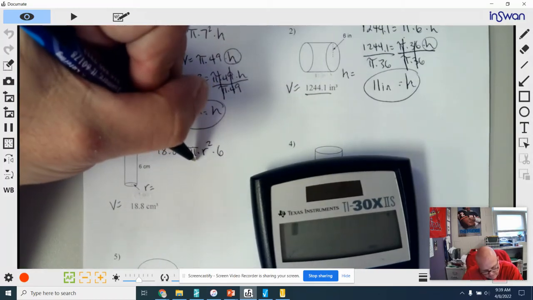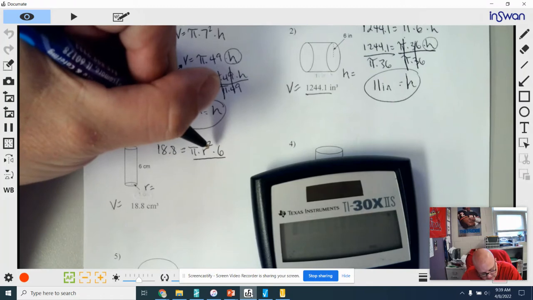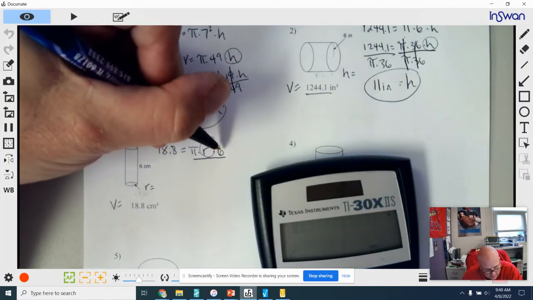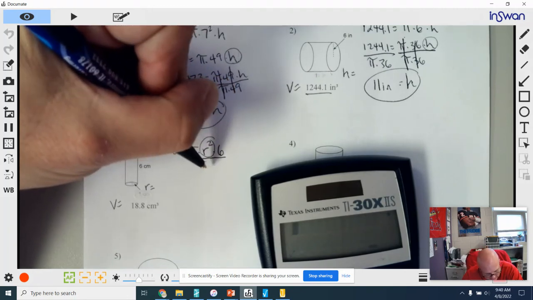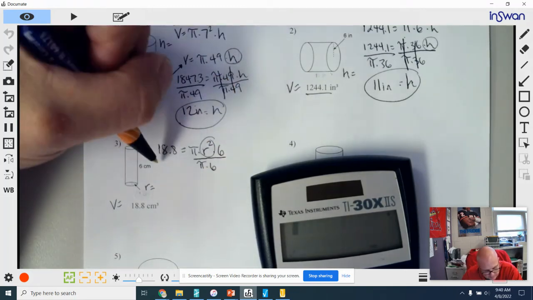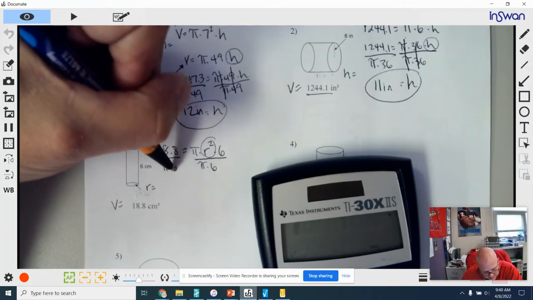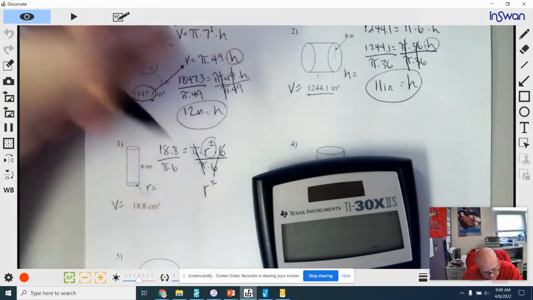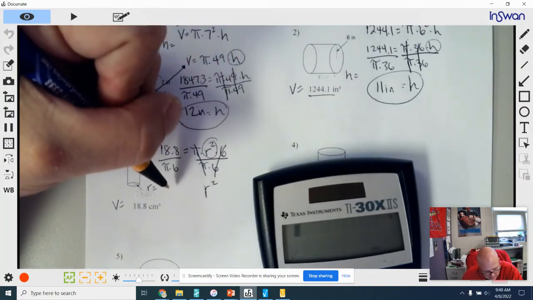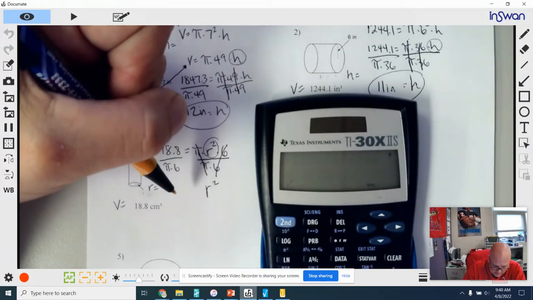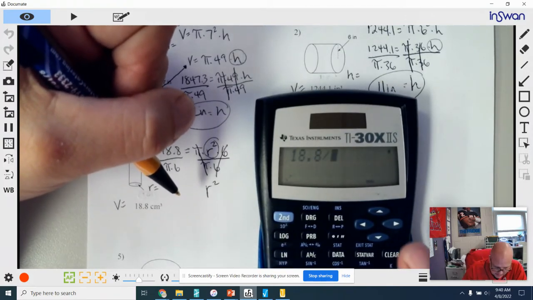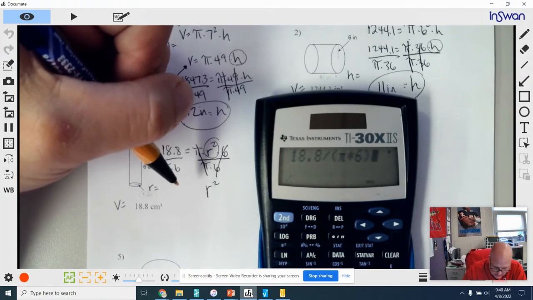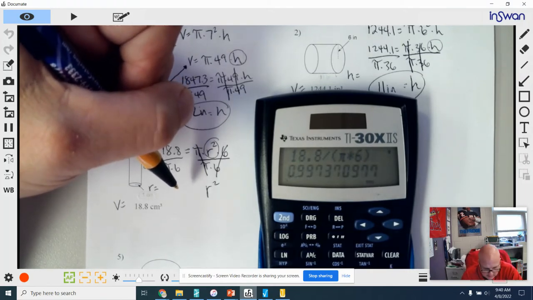Okay, now I'm going to isolate this radius squared. So to do that, I've got to get rid of the pi, got to get rid of the 6. They're both being multiplied, so I can divide those in one step. Come over here, do the same thing. So this cancels, you're left with radius squared. Okay, we're going to take 18.8 divided by, opening parentheses, pi times 6, closing parentheses, equals.